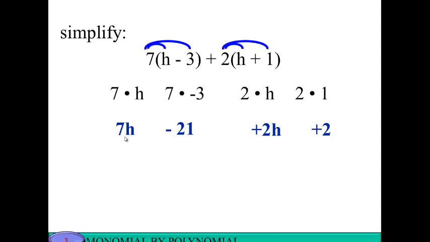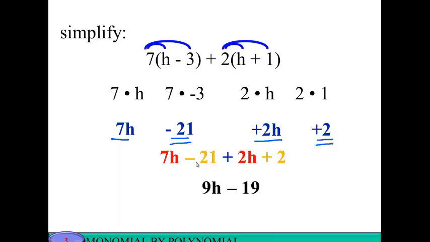And note that we have here like terms. 7h and 2h are like terms. Negative 21 and positive 2, so these two are like terms. 7h plus 2h will give us 9h. Minus 21 plus 2 will give us negative 19 or minus 19. So this will be our final answer.